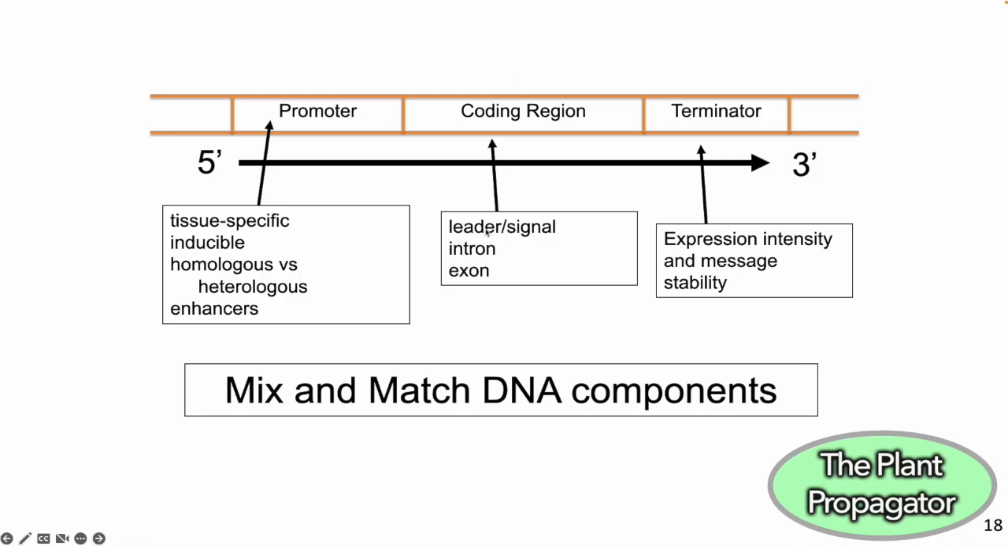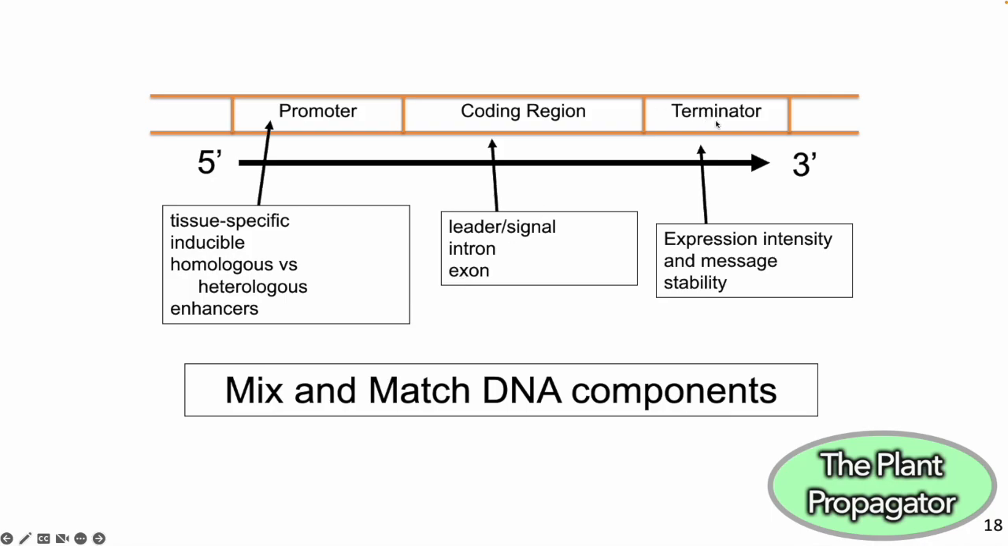Within the coding region, you can have leaders and signals that will determine where the RNA goes, and there are other signals in here. There are introns and exons. Intron is named that because it's intervening. It's actually processed out, but it gives rise to the RNA, and it has an effect on RNA stability. And then the exon, the EX stands for the expressed part of the gene.